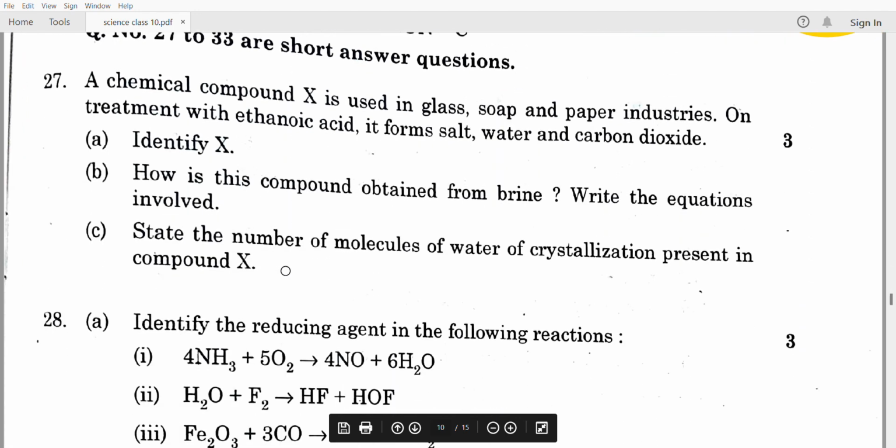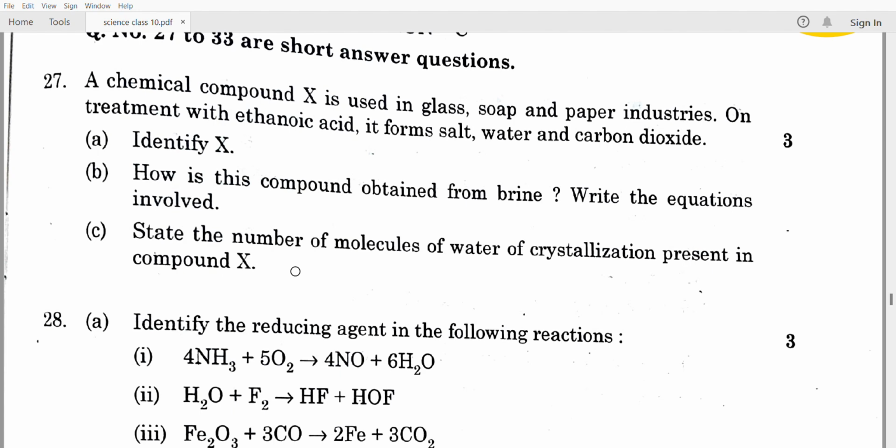We'll move on to section C. Question 27. A chemical compound X is used in glass, soap and paper industry. On treatment with ethanoic acid, it forms salt, water and carbon dioxide. Identify X. As we can clearly say, X is washing soda, which is used in glass, soap and paper industry.